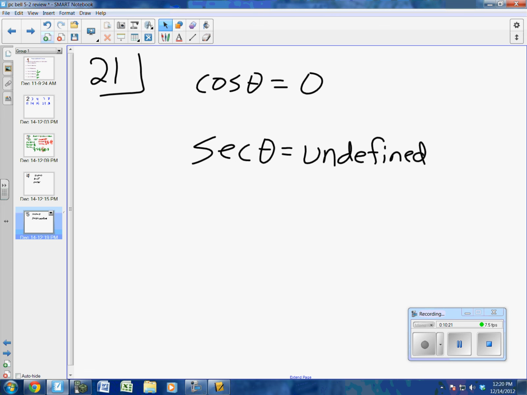I think you guys need to practice this unit circle because it's really not that hard. All you have to know is that if it asks for a cosine of an angle, find the angle and look at the x-coordinate. If it asks you for a sine, find the angle and find the y-coordinate. That's all you have to do. Okay, any other questions?